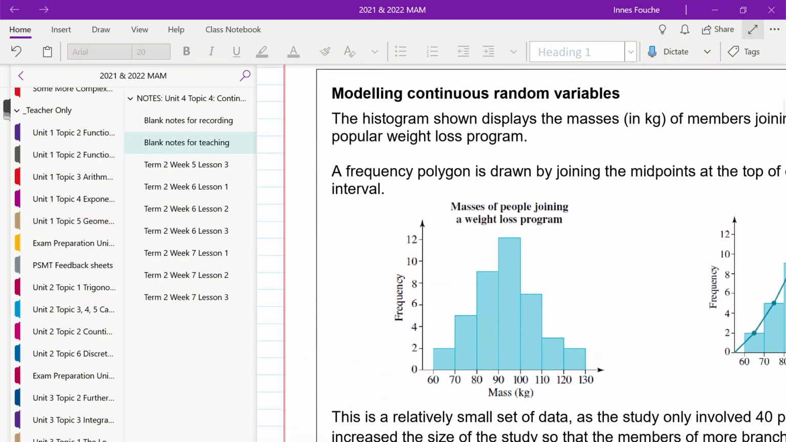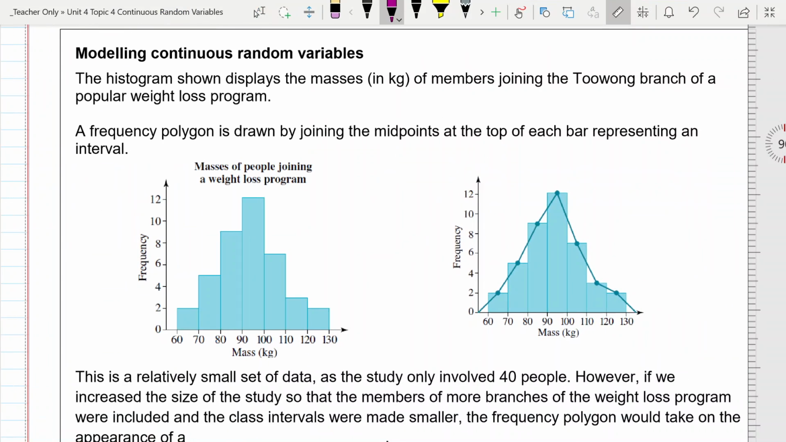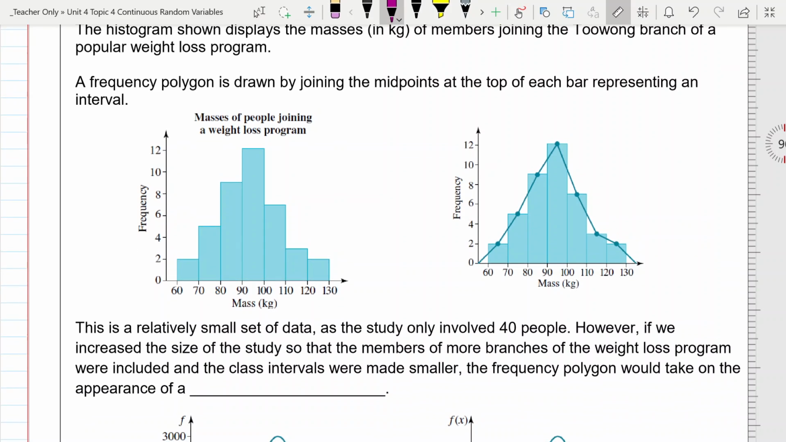Alright, now we want to have a look at how we can expand that definition to work with many more data cases or a larger set of data. So if we took our histogram, and this is a histogram of the masses of members joining a Toowong branch of a popular weight loss program, if we actually joined the midpoints of each bar, we would get what we call a frequency polygon. And you would have done frequency polygons in grade 10.